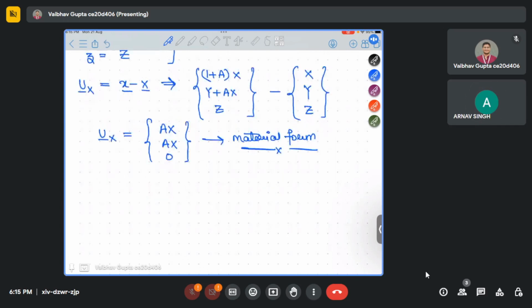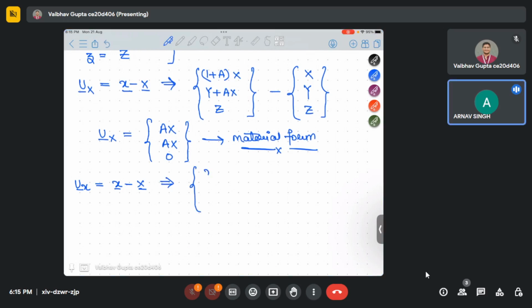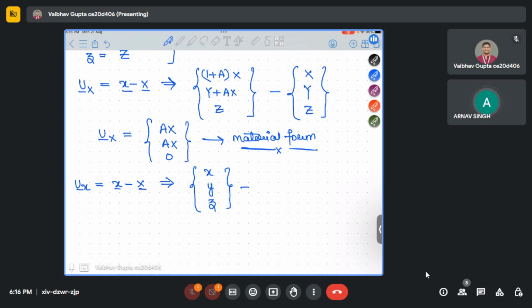Second, they have asked in the question u small x in spatial form. Same formula, but now which variable will we change? Small x or capital X? Small x. No, small x will change in material form. We'll convert small x to capital values. Just now here we changed small to capital. This small thing we have changed to capital.